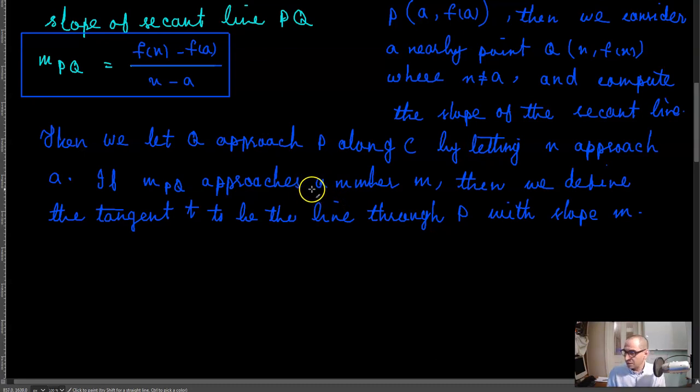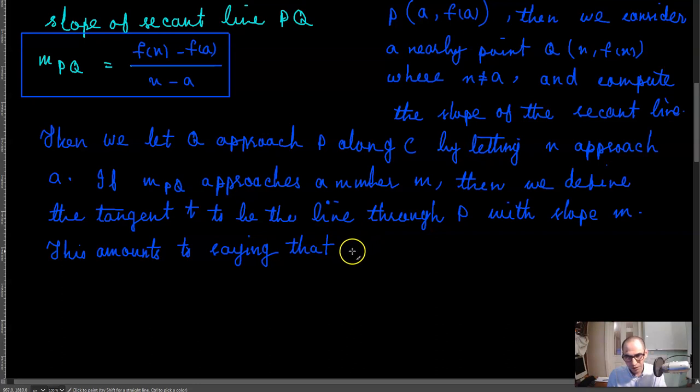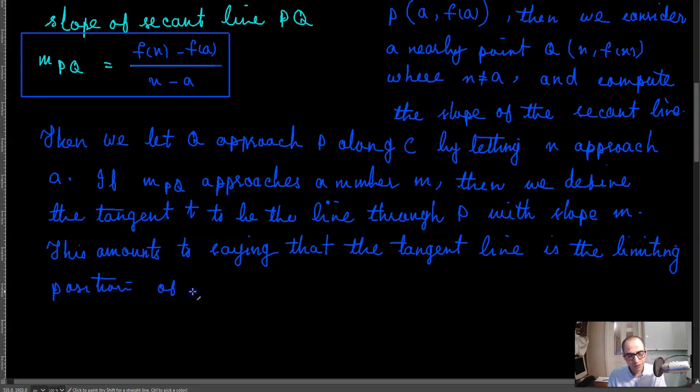Now, this amounts to saying that the tangent line is the limiting position of the secant line PQ as Q approaches P. These are all the original words of the late James Stewart. He passed away a few years ago, about 10, 13 years ago. So this amounts to saying that the tangent line is the limiting position of the secant line PQ as Q approaches P.